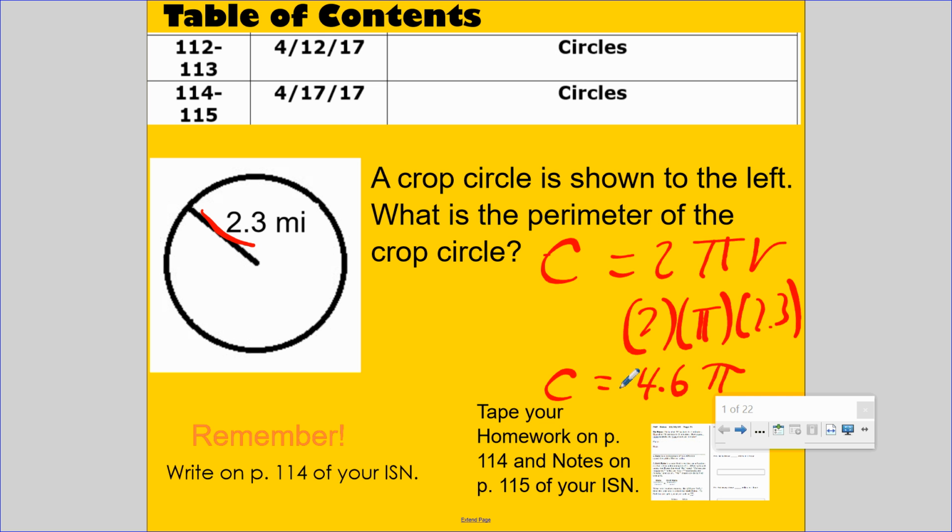However, if I want to use 3, 4 and 6/10 times 3 is 18, carry the 1. That's 13 and 8/10 miles. So the perimeter, or the distance around this crop circle, is 13 and 8/10 miles.